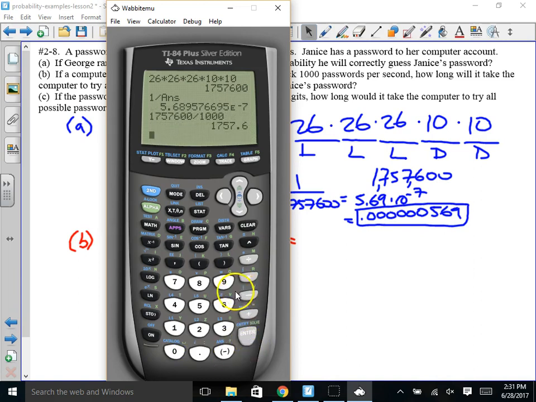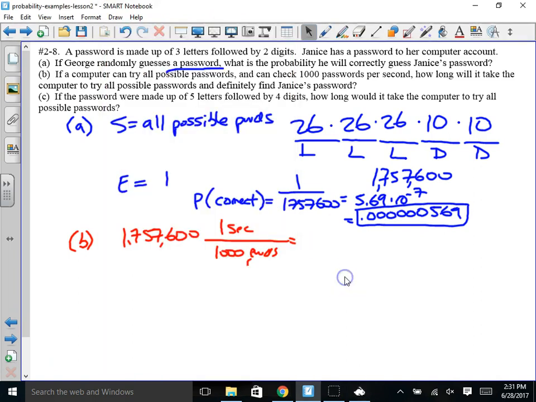it means it's going to take 1,757.6 seconds. Well, okay, that's a lot of seconds. Let's see if we can convert that to minutes or hours. So if I were to divide that and say there are 60 seconds in every 1 minute, and then there is 60 minutes in every 1 hour, if I divide it by 60 twice, that's going to tell me how many hours it's going to take.